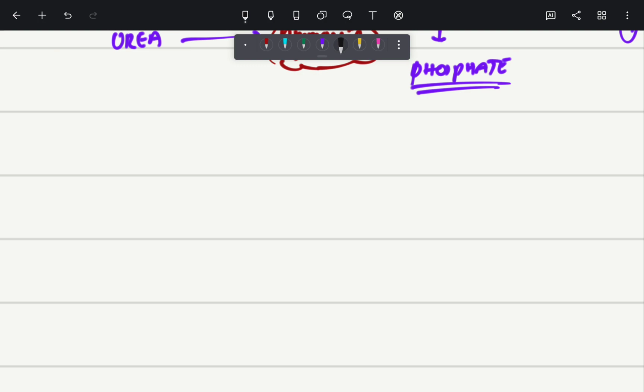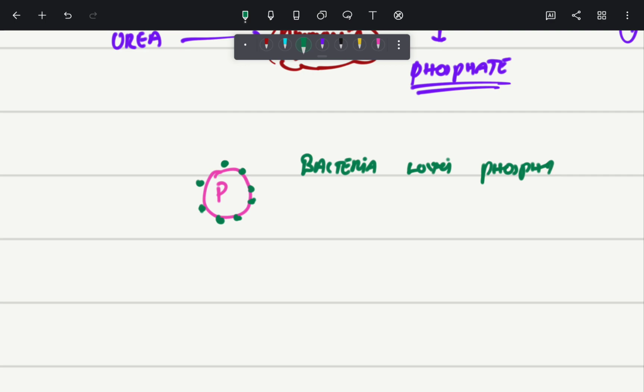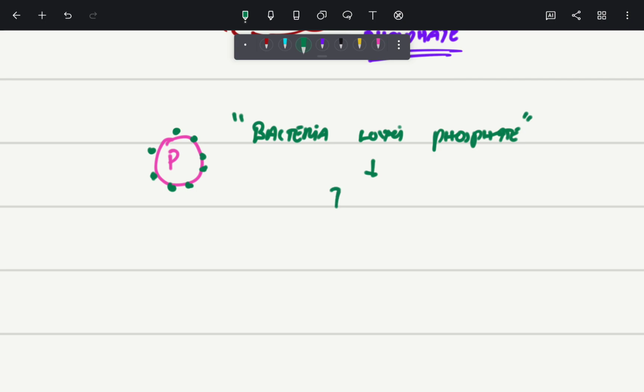Now the important thing here is that, suppose this is the phosphate stone. Phosphate stones have a lot of bacteria present on them, or we can simply say that bacteria love phosphate. Hence, whenever you have a phosphate stone, there is an increased chance of infection. Okay, please remember this one.